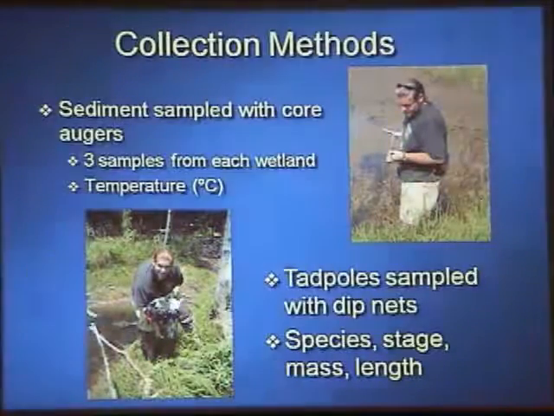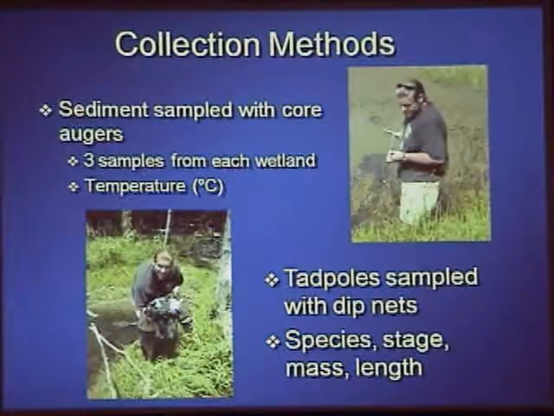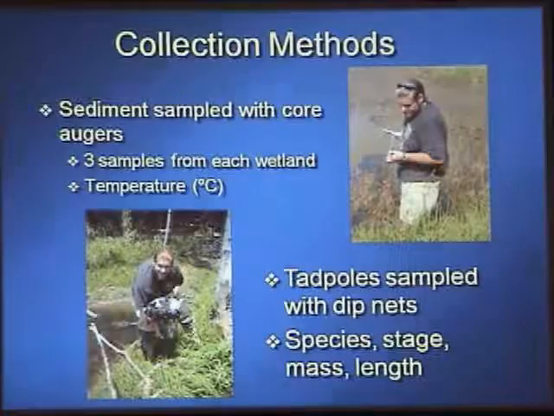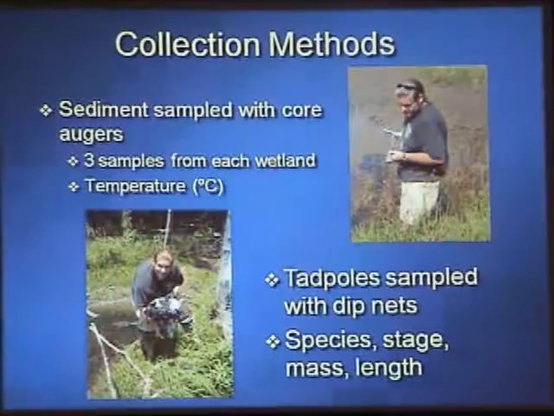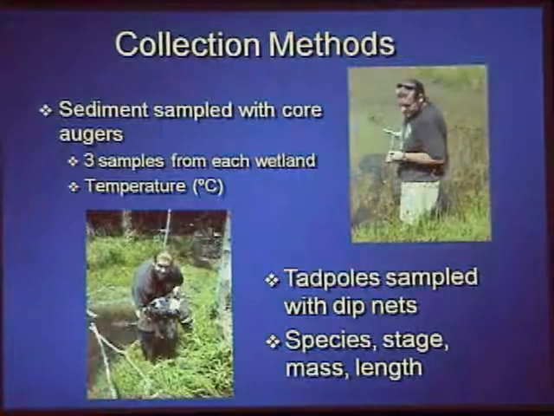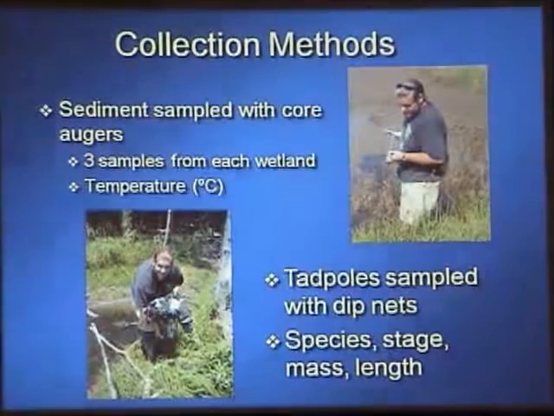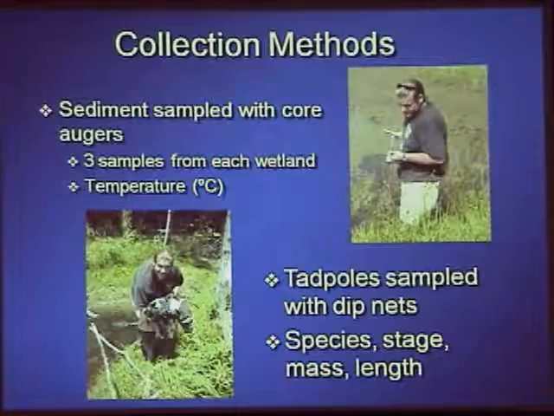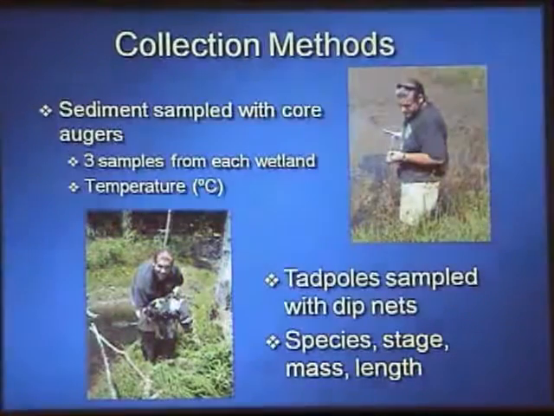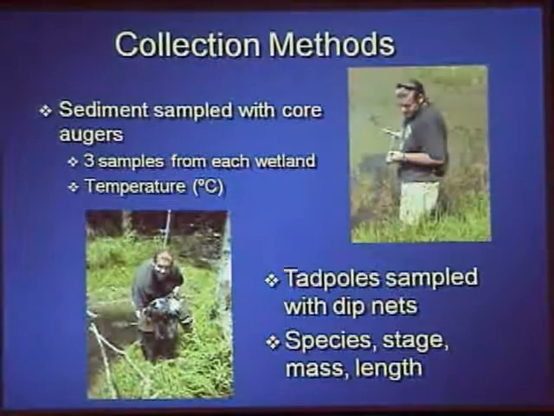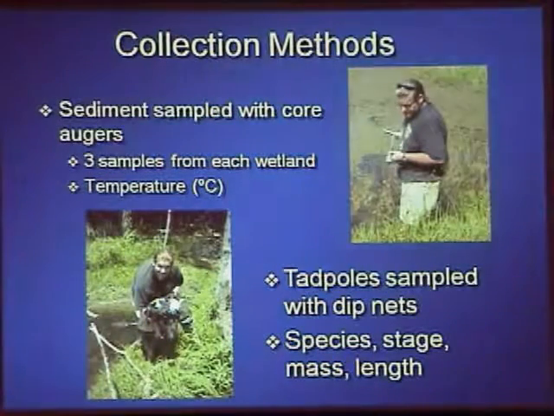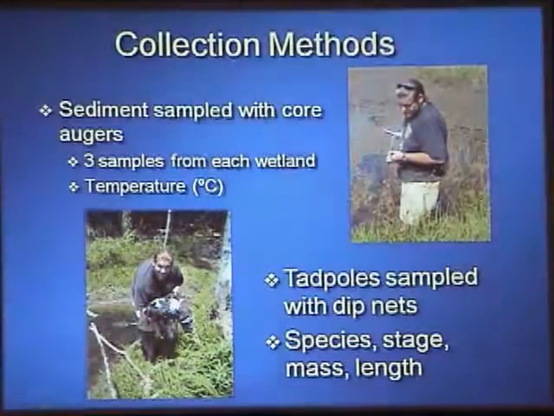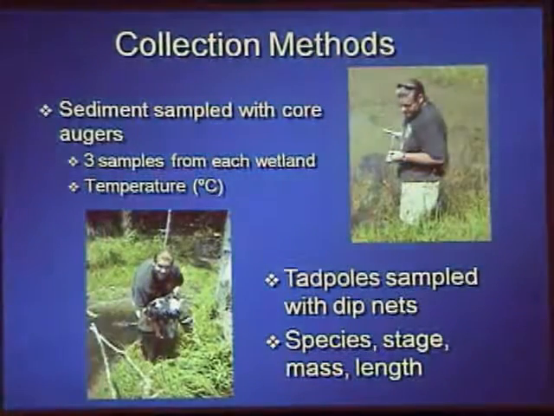Sediment samples were collected using a core auger, so we went to the different wetlands and collected 3 core auger samples from each of the wetlands. We also measured the overlying temperature at the site where the sediment was collected. We collected tadpoles opportunistically using dip nets, and those tadpoles were identified as to species and stage of development, and mass and length were recorded.